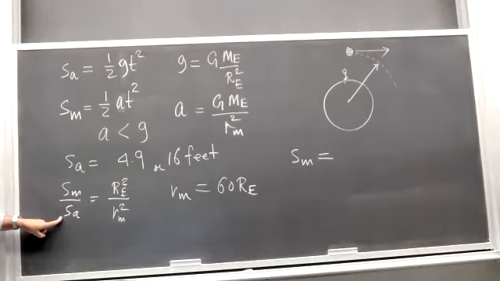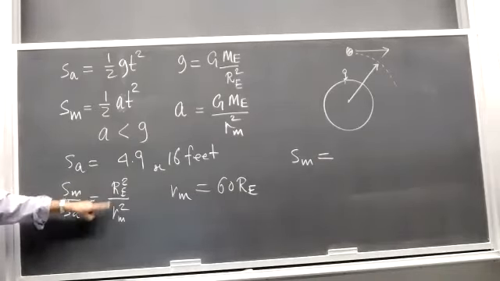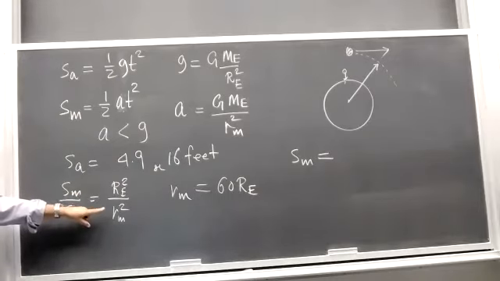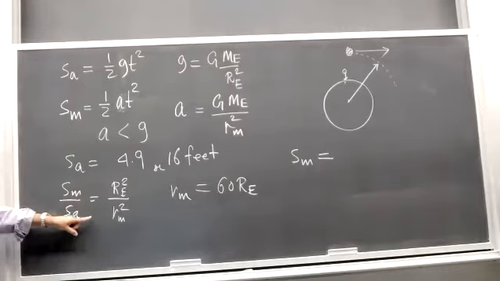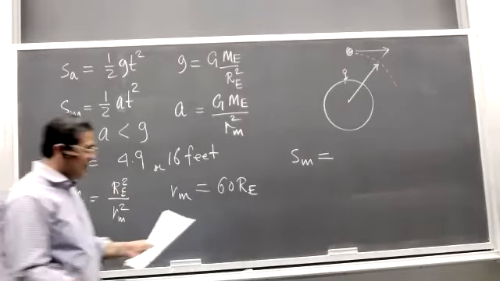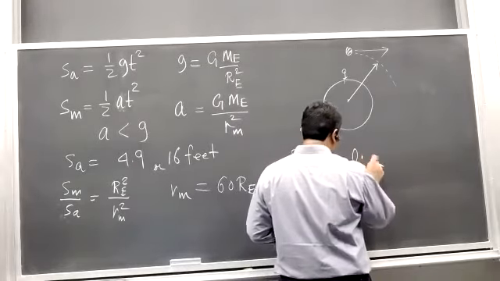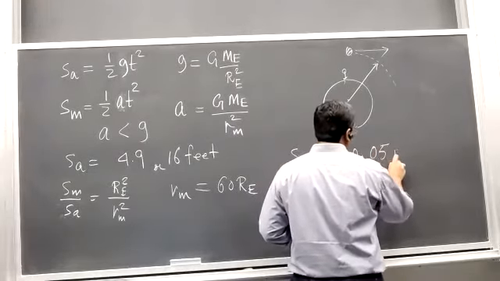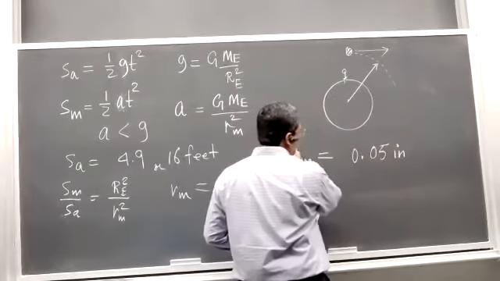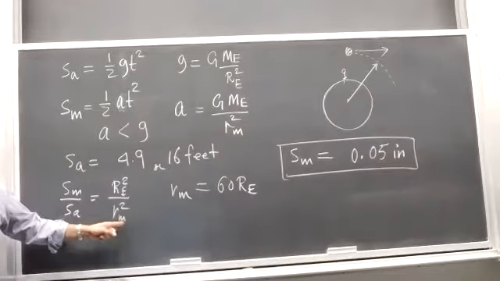So this will be 16 over 3600 feet, I think. Yes, it's just one, because the RE cancels, and you have only 1 over 3600 times SA. So you just have to divide 4.9 or 16 by 3600, okay? Because I have the answer in inches. I used an old book, but you are welcome to use the SI units. Okay, the moon falls 0.05 inch in 1 second. Okay, this was Newton's prediction.